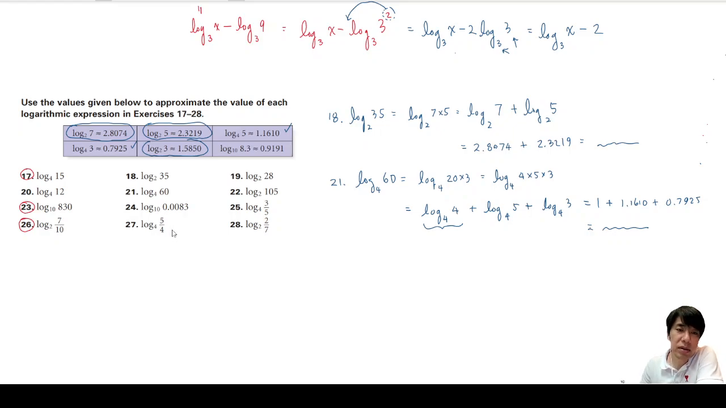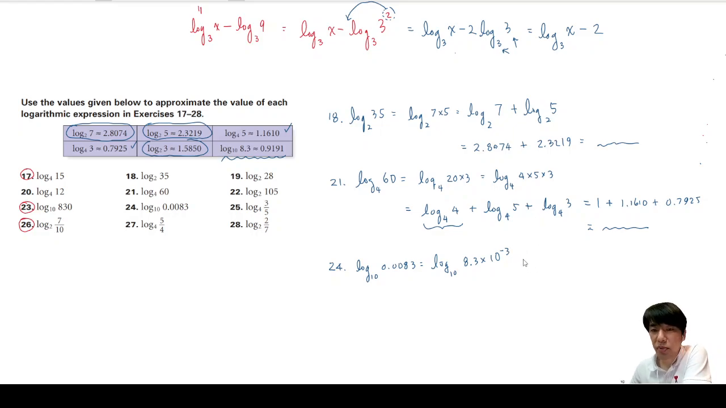Next, 24. Let's look at 24. Log base 10 of 0.0083. So let me express 0.0083 as 8.3 times 10 to the what power? 1, 2, 3, so negative 3.